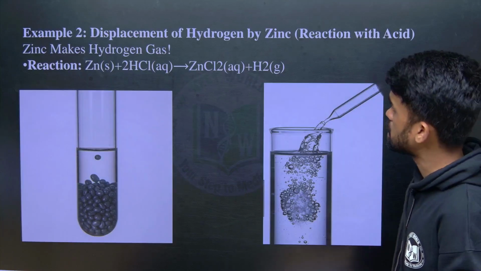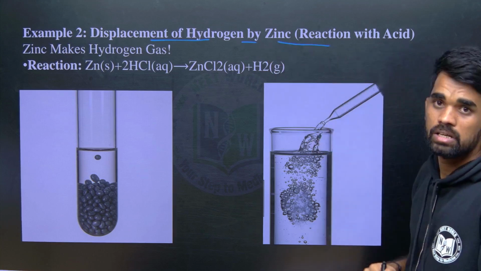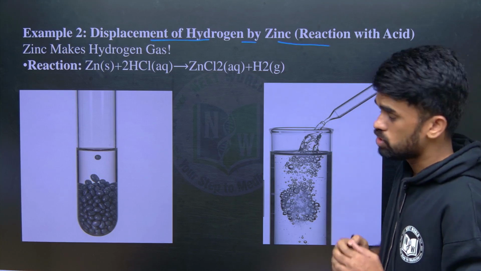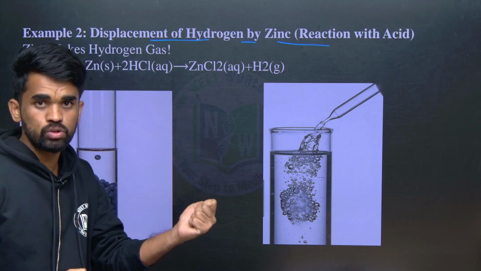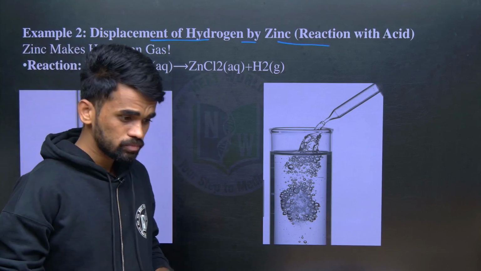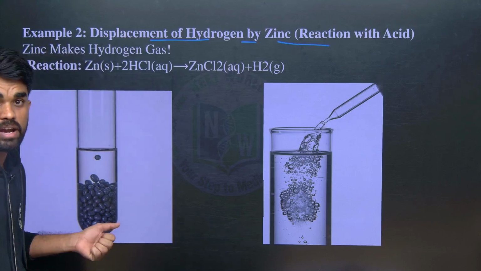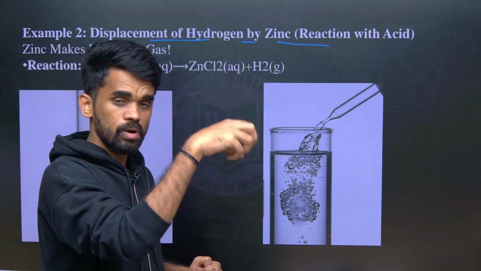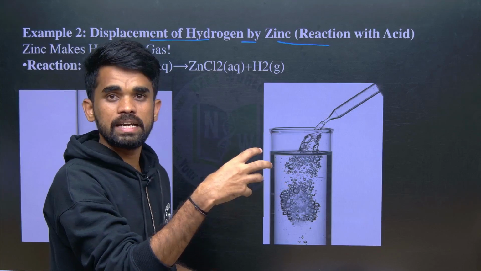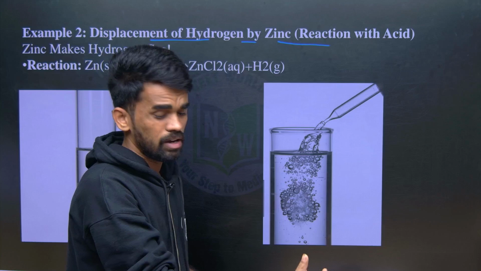Then next, example 2: displacement of hydrogen by zinc. This is also a very interesting example. Look here, let us take one test tube. Into that we have zinc granules, in which we are pouring some acid, let us say sulfuric acid, or otherwise we can say HCl also.